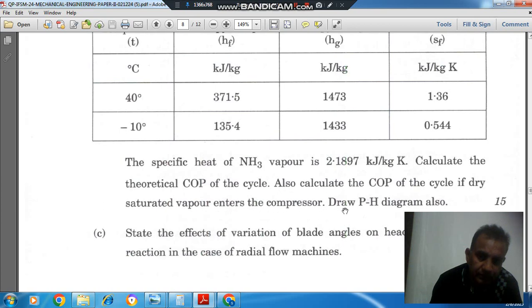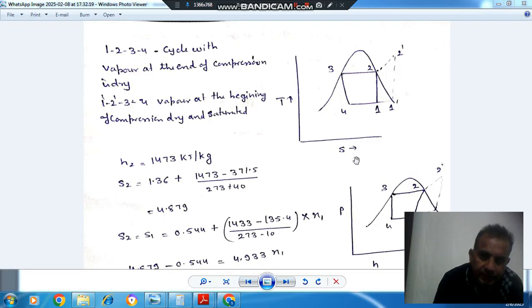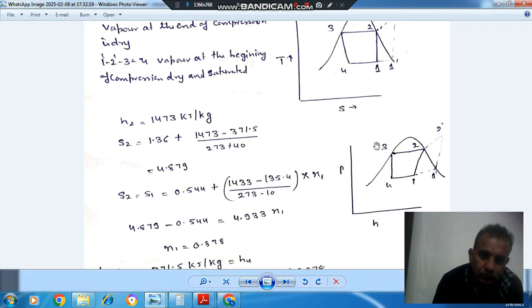Draw pH diagram also. So this is the TS diagram and this is the pH diagram. 1, 2, 3, 4 is the cycle, vapor compression cycle. Then the refrigerant is dry at the end of compression. And 1 dash 2 dash 3, 4 is the cycle. Then it is dry at the beginning of the compression. So this is your pH diagram.